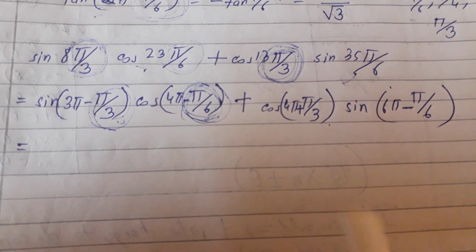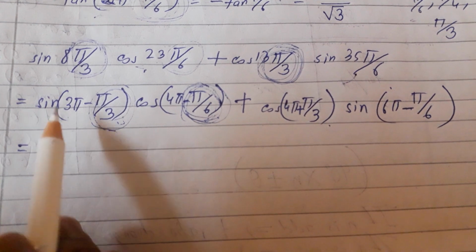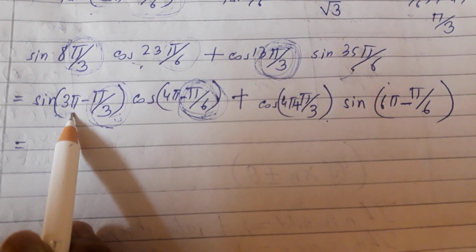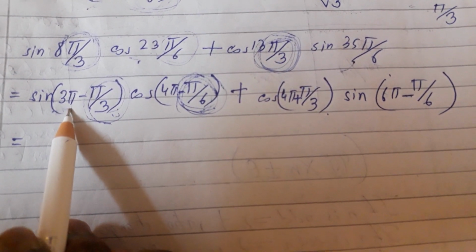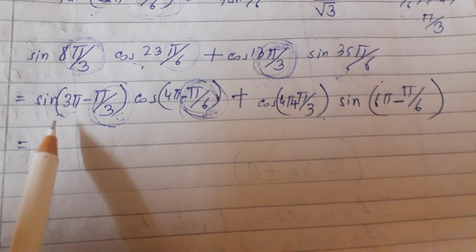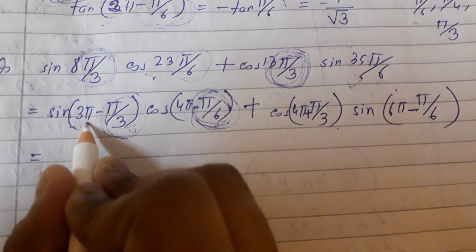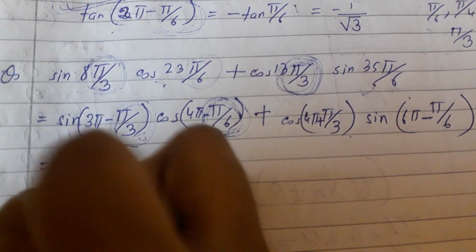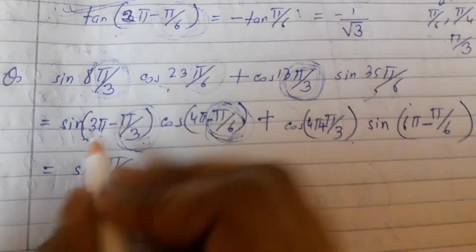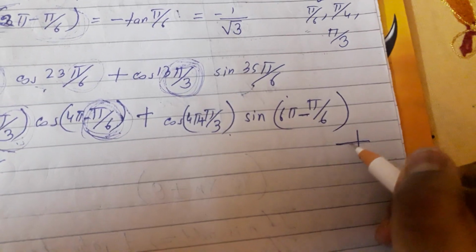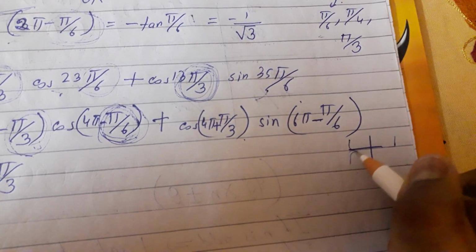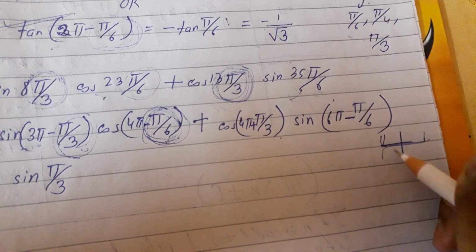See, here 3 pi is given, so 3 is odd, but you see pi is given. Pi means 180 degree. 180 degree means 90 into 2. Even is here, 90 into 2 even is here, so this will be same as sine pi by 3, and 3 pi is given. You see here, this is the first pi, this is the second pi, this is the third pi, okay, minus.